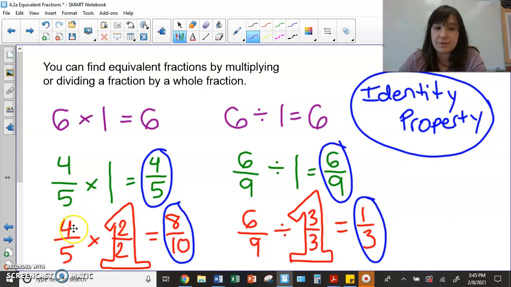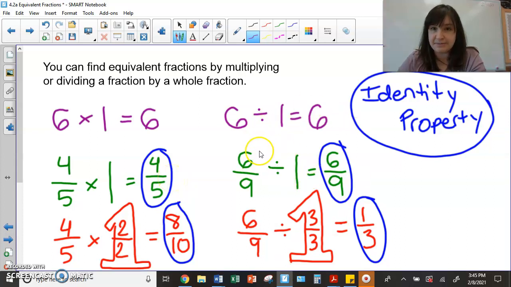So when I multiply 4/5 times 2/2, I multiply the numerator and the denominator by the same number. And when I do that, 4 times 2 equals 8. And 5 times 2 equals 10, giving me 8/10. That means that 8/10 is equal to 4/5.